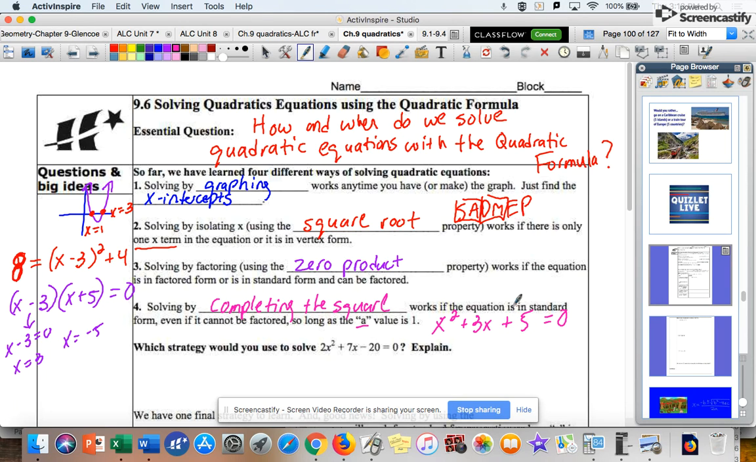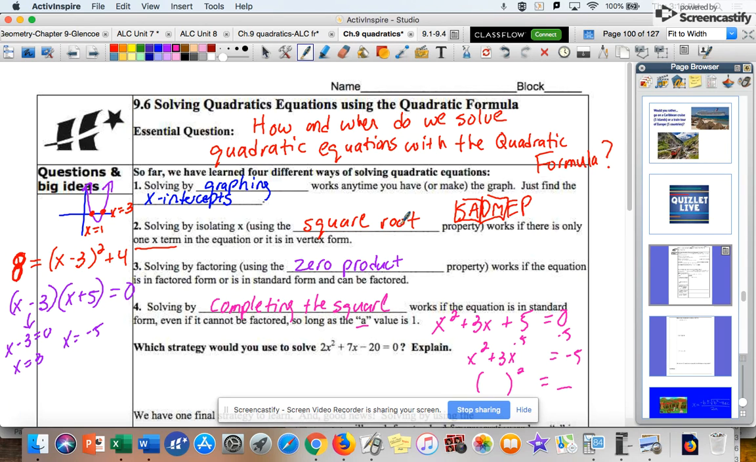So we then subtracted 5 over to the other side of the equation. So we'd have x squared plus 3x equals negative 5. And then we would take half of that b term, square it, get it into a perfect square form, and then solve using the square root property.